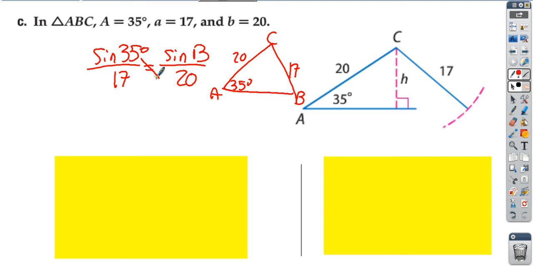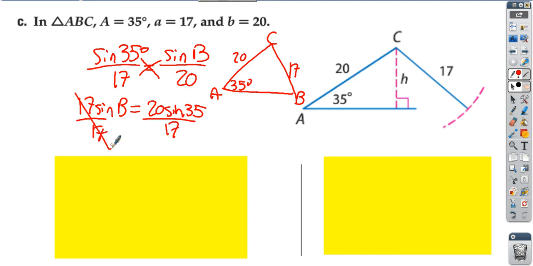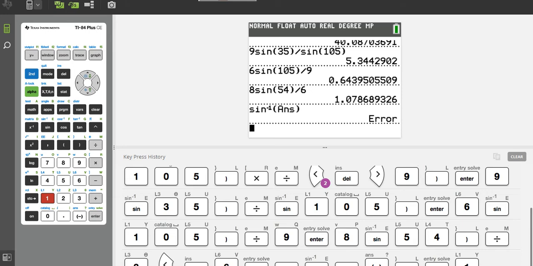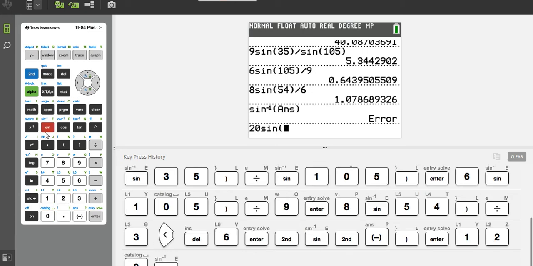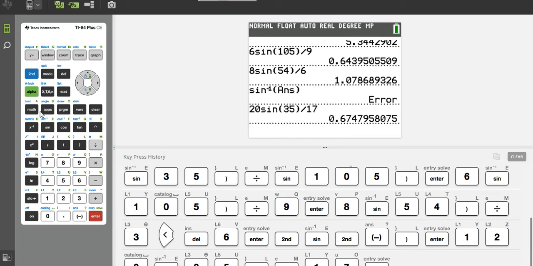Okay, let's solve this. So we'll cross multiply, we'll get 17 sine B equals 20 sine 35. Then we need to divide by 17. Okay, and then to find out what B is, we're going to have to take the inverse sine. So the inverse sine right here will cancel. We'll take the inverse sine of this. First of all, let's find out what that number is. So 20 sine 35 divided by 17. Remember, if it's bigger than 1, it's going to be impossible because you can't have a sine bigger than 1. If it's smaller than 1, though, we'll have something else to do. So we divide that by 17. That equals 0.67. So we may have multiple triangles here.